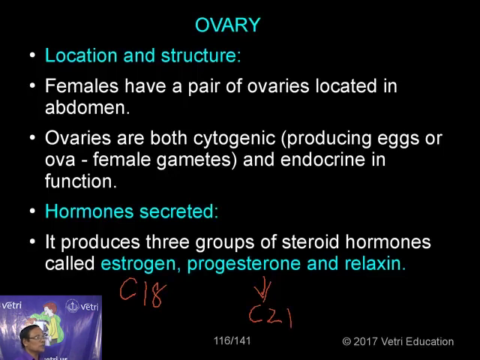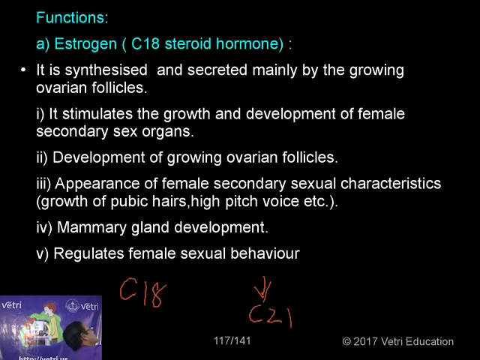And another hormone is released at the time of childbirth, relaxin. So the ovary secretes one hormone, estrogen, then progesterone at the time of pregnancy, and relaxin at the time of childbirth, or parturition.